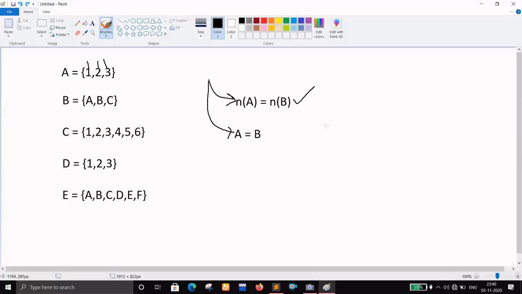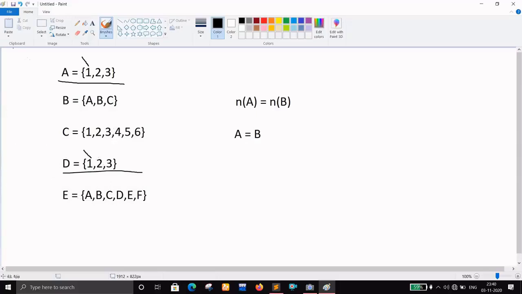But if this matches and this does not match, it is equivalent but not equal. Remember that. It must be exactly equal. It must be exactly the same thing. That means here I can say A and D are exactly the same thing because D also has 1, 2, 3. A also has 1, 2, 3. That means they both are equal. That's how I can determine if the sets are equal or not.